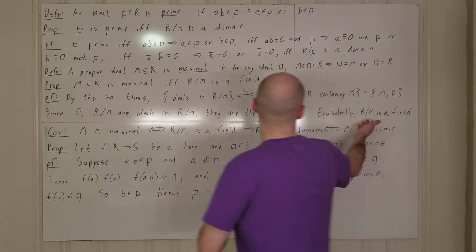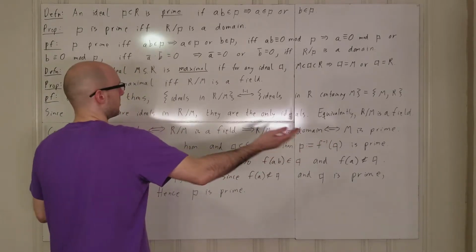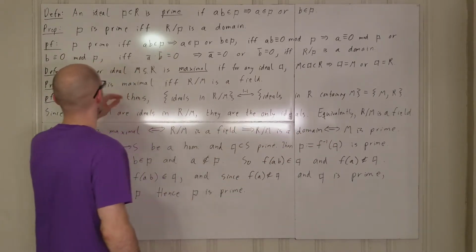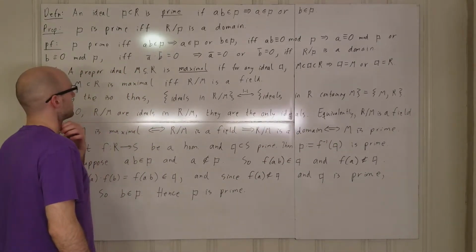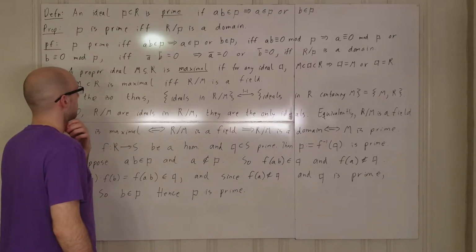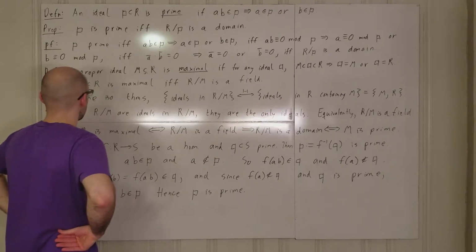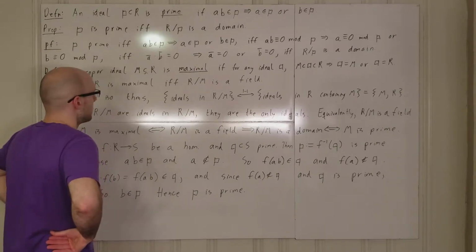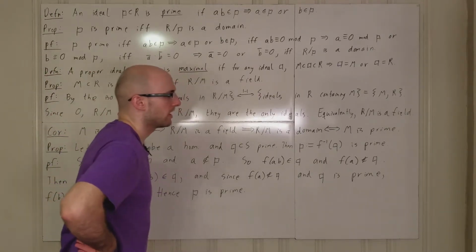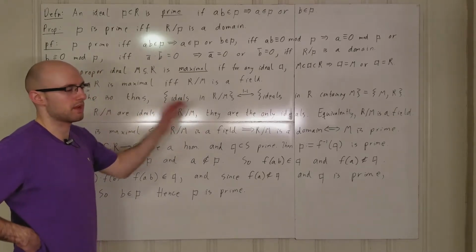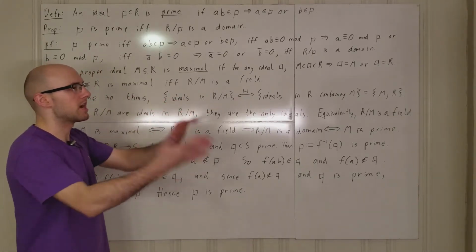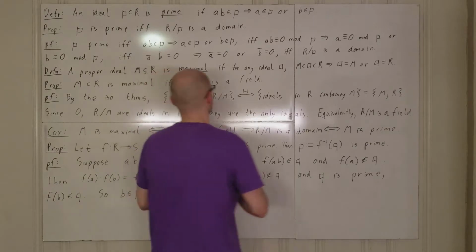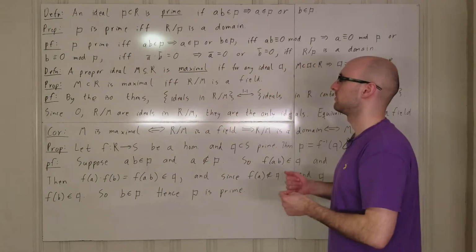So yeah, because of that fact, R mod M is a field, and so M is maximal if and only if R mod M is a field. Is this indeed an if and only if? Yeah, none of the statements that I made could not be done in the other direction. So this is all good. We have an if and only if.